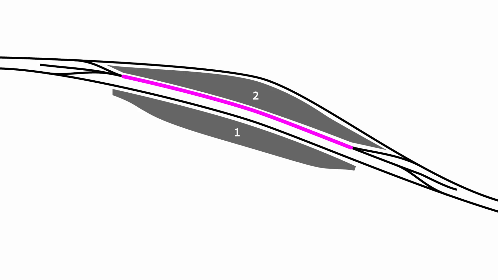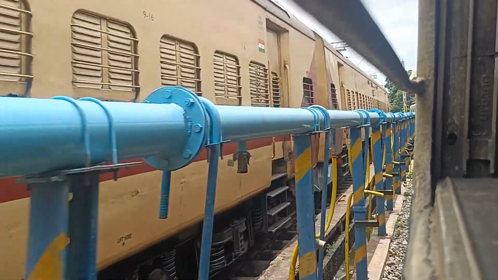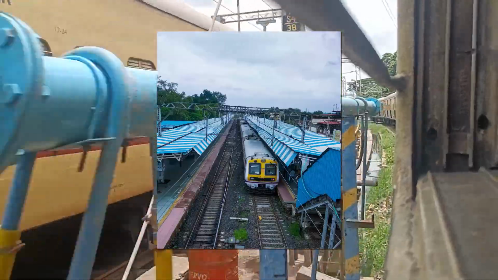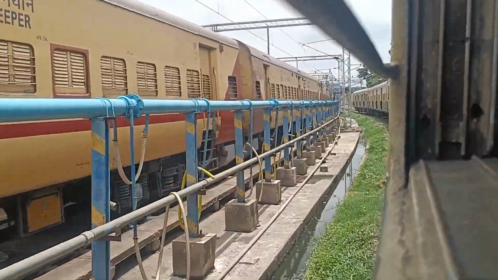If you are terminating an EMU here, it allows this to be done without blocking either track of the main line. It should also be noted that this third track can be used as an overtaking loop in both directions, though you can only do this in one direction at a time. Examples of this include Tirutani station near Chennai and Ambarnath station near Mumbai, both of which are used to turn around suburban trains.